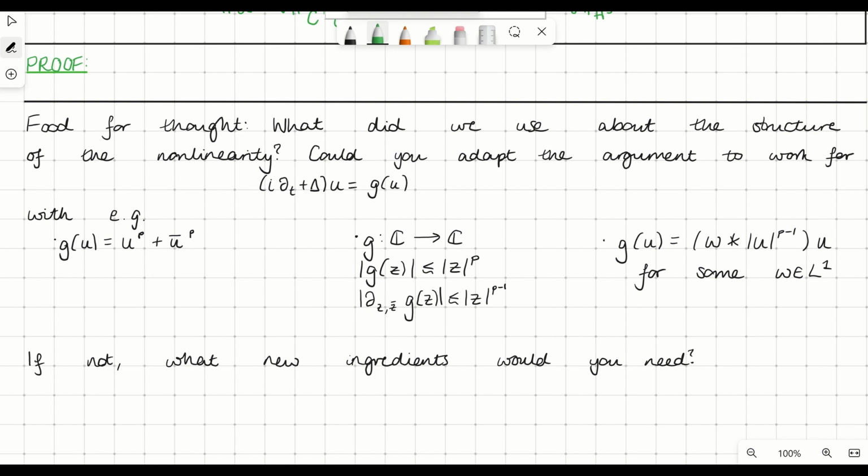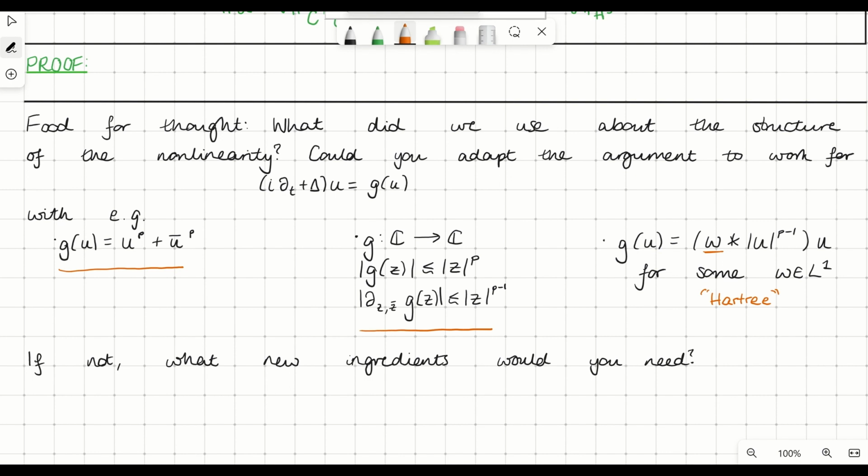Some examples you might consider are these nonlinearities below: some other polynomial nonlinearity, some nonlinearity which has the same kind of bounds that ours had, but not the exact same algebraic structure, or this one, which is sometimes called a Hartree nonlinearity, with this convolution term. Here w is some function in L1, and we do the convolution of w with modulus of u to the p minus 1 before multiplying it by u. So the nonlinearity we looked at is kind of the case when w is a delta function.